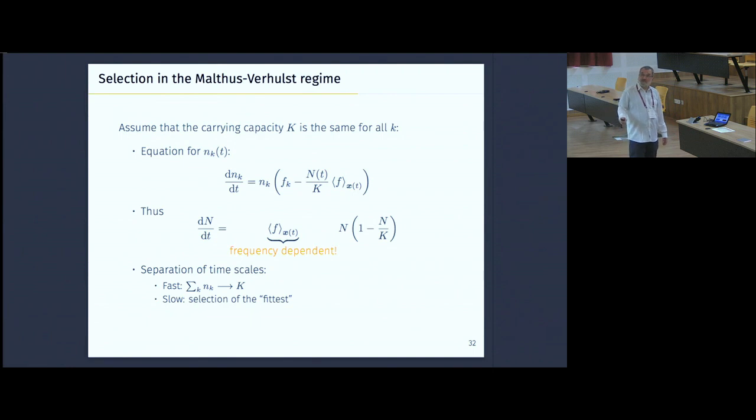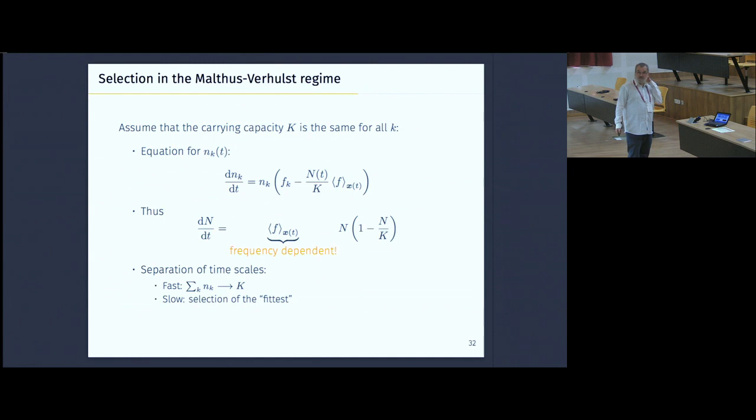And then you find that this starts being interesting, because the equation of the total population size looks pretty much like the Malthus-Verhulst equation that we had before, except that the growth rate becomes frequency dependent. It depends on the composition of the population. You just plug it in and evaluate it. You sum this equation, and you find that this term again sums up as an average fitness, so you can pull the average fitness out.